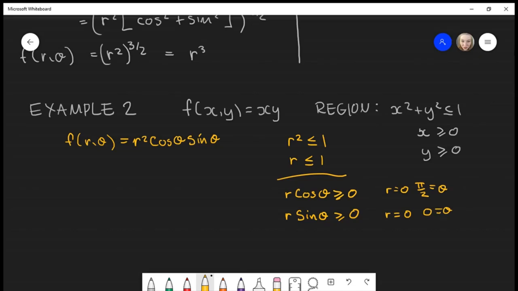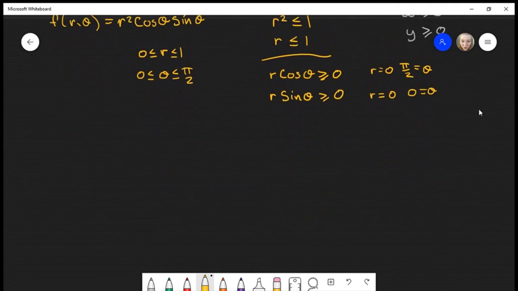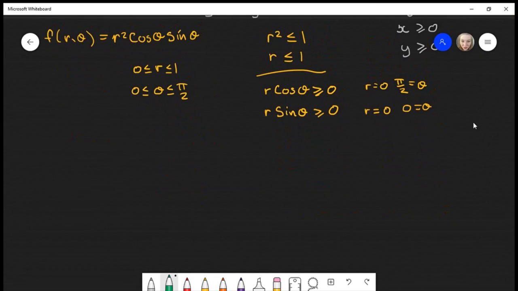So from this, we can calculate our new region. So the new region: r is between 0 and 1, and theta is between 0 and pi over 2. Now we've got everything we need to then do the integral. So let's do the integral.